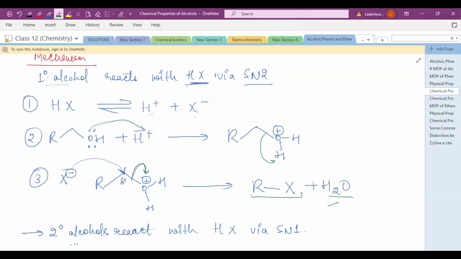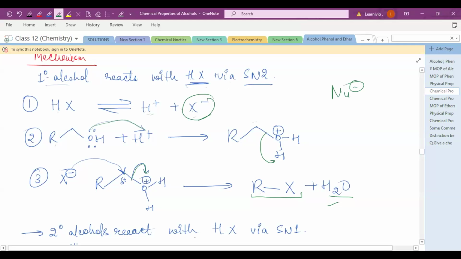Yes, ma'am. Okay, see, the mechanism is very simple. What you're supposed to do, you know very well. HX will ionize into H plus and X minus. And what is X minus? A nucleophile is negatively charged, electron rich, right? So this is the nucleophile over here. So what happens when the alcohol, this primary alcohol, has oxygen with a lone pair. Everything is up to this oxygen. This oxygen will try to approach this H plus ion, because it is negatively charged.